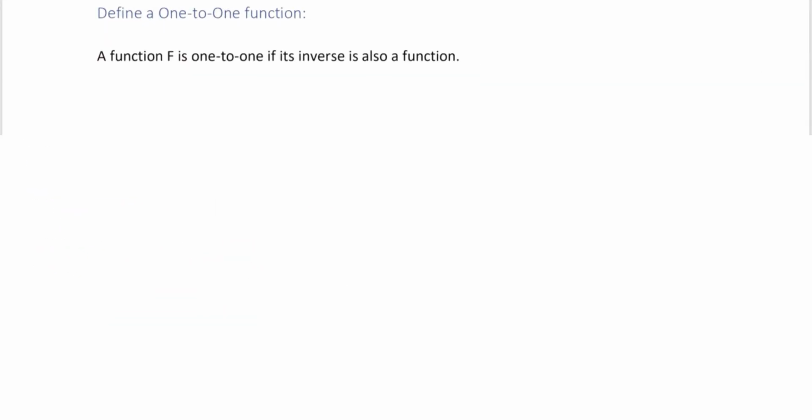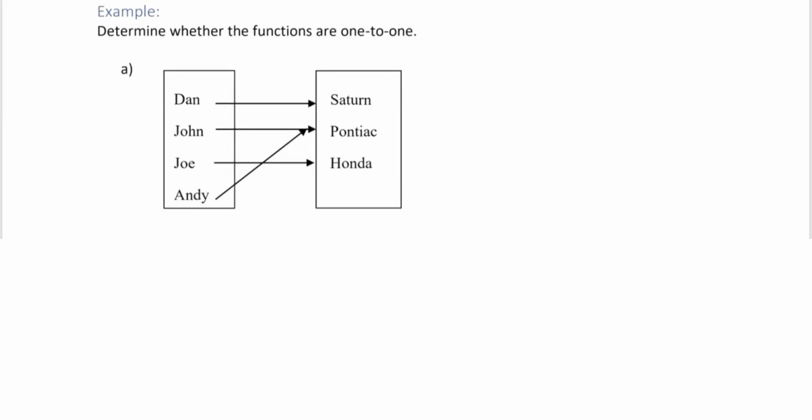A function f is one-to-one if its inverse is also a function. In this example, let's determine whether the functions are one-to-one. Notice that Dan maps to Saturn, John maps to Pontiac, Joe to Honda, and Andy to Pontiac. Each driver maps to a single car, so we know that it's a function. But is the inverse also a function?